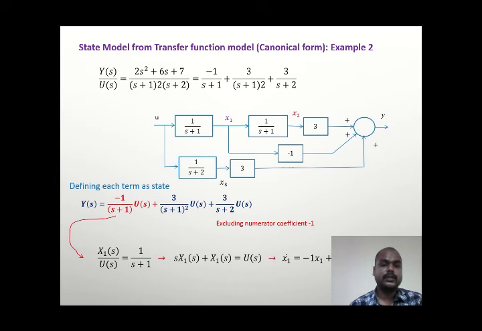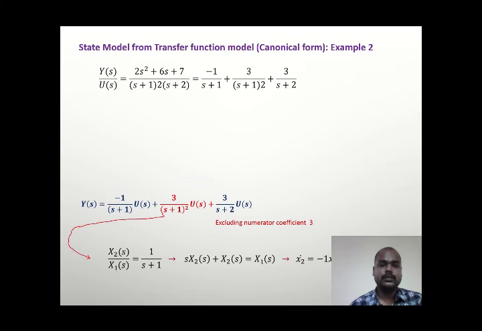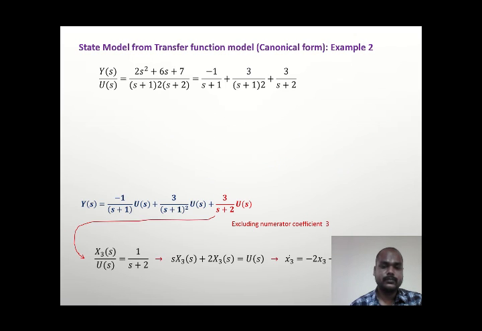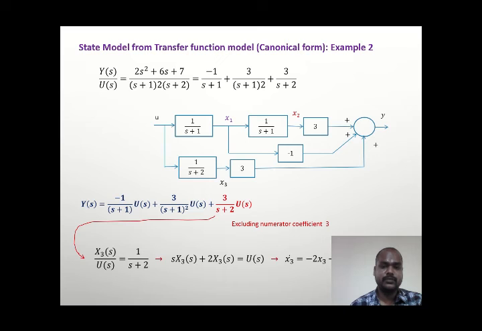So again we can see here that for the first term we have obtained this transfer function X1(s) by U(s) equals 1 upon s plus 1. By separating these variables, we have x1 dot equals minus 1 x1 plus u. Similarly, we can do this for the second term, and similarly for the third term.